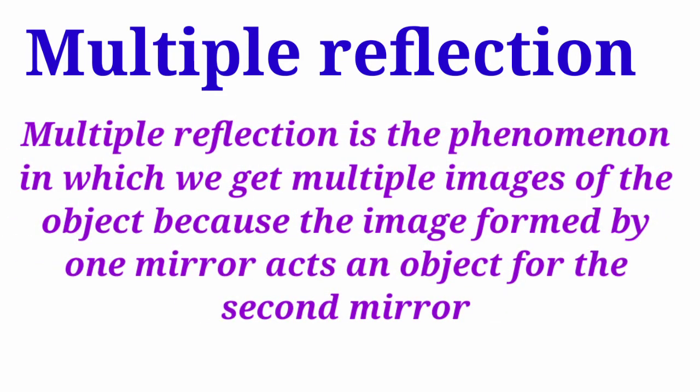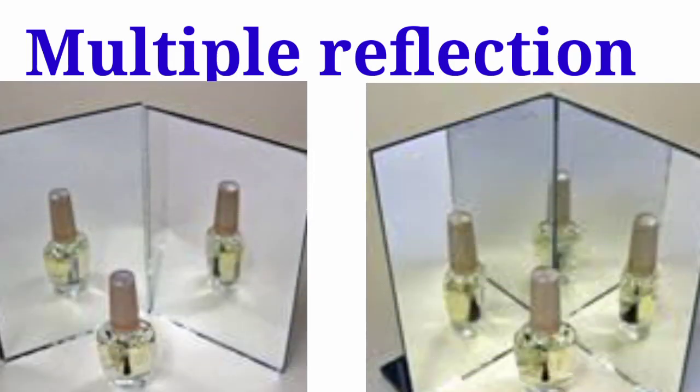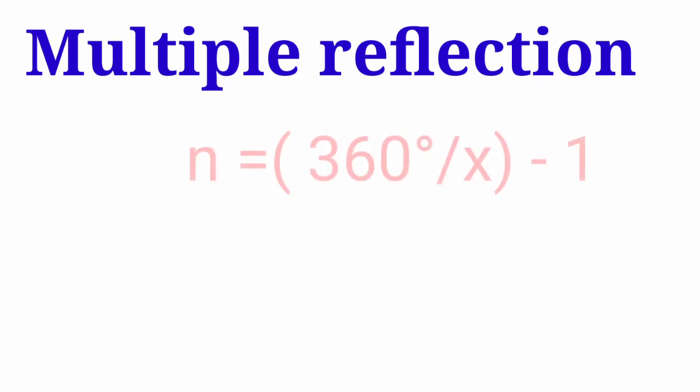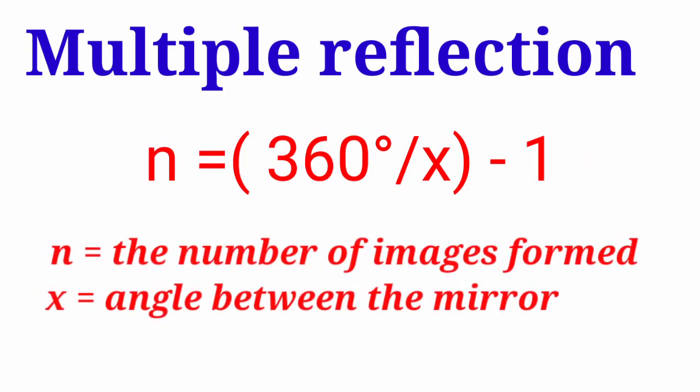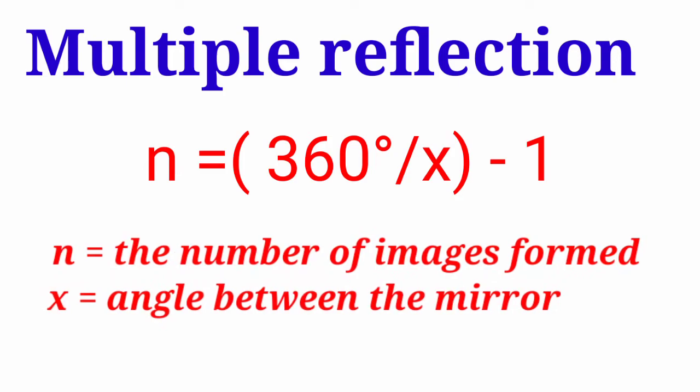Now understand multiple images or multiple reflection. What is multiple reflection? Multiple reflection is the phenomenon in which we get multiple images of the object because the image formed by one mirror acts as an object for the second mirror. So we get multiple images of the same object. This is known as multiple reflection. Okay, there is one formula, n is equal to 360 by x minus 1. What is n? N is the number of images formed by mirrors kept at an angle, and x is the angle between two mirrors.